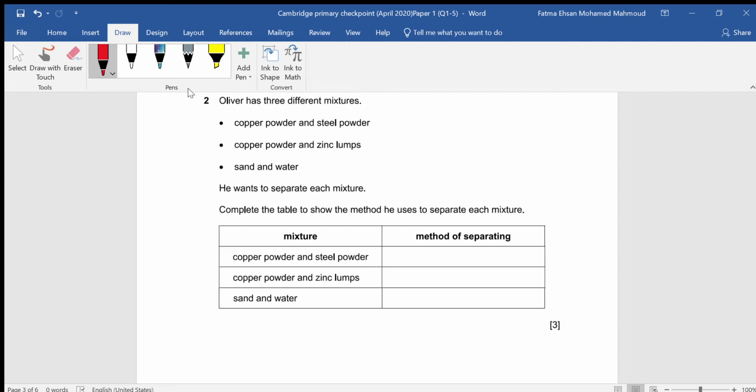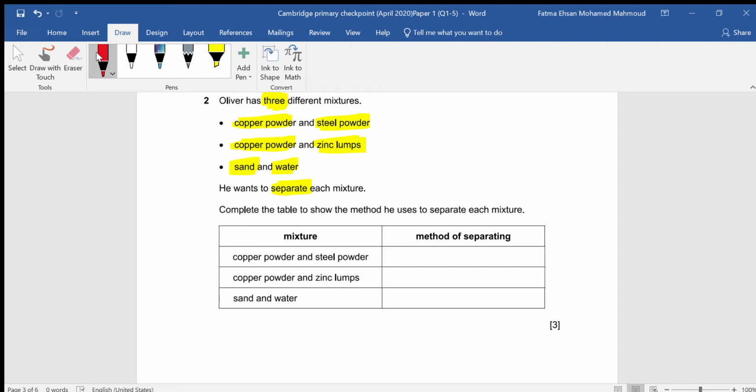Question number 2 says, Oliver has 3 different mixtures. يبقى عندي Oliver عنده 3 different mixtures. أول mixture, copper powder, steel powder. تاني mixture, copper powder, zinc lumps. تالت mixture, sand and water. He wants to separate each mixture. يبقى هنا بتكلم عن ال separation. Complete the table to show the method he uses to separate each mixture. يبقى هنا عندي المكستشر, أنا هنا هكتب له which method of separating.